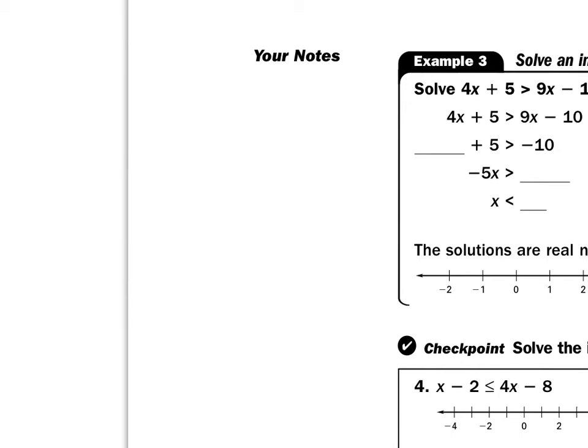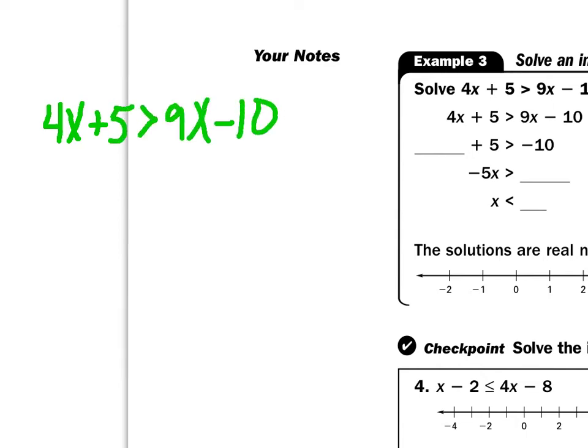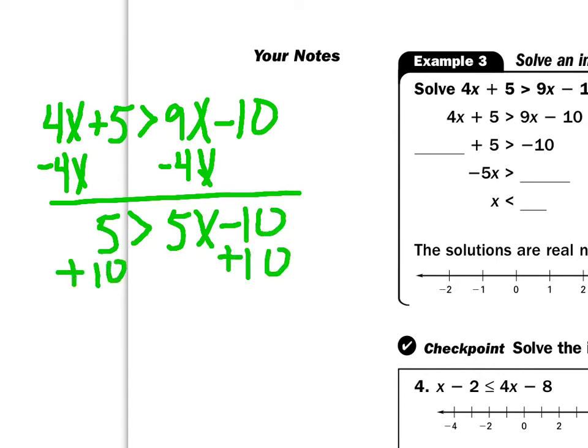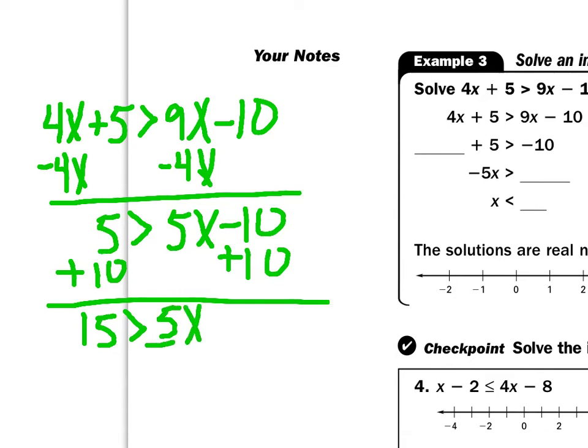So here's my original inequality: 4x plus 5 is greater than 9x minus 10. Subtract 4x from both sides. That'll leave me with 5 is greater than 5x minus 10. I'm going to add 10 to both sides. So that'll leave me with 15 is greater than 5x. And divide by 5. So 3 is greater than x.